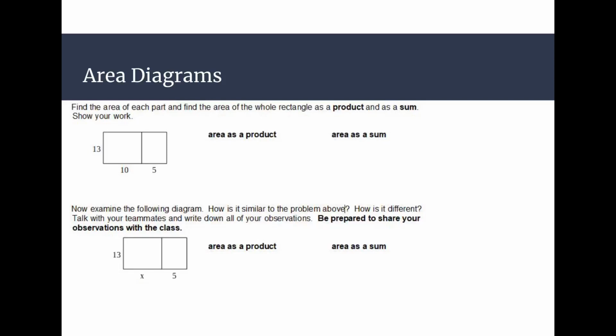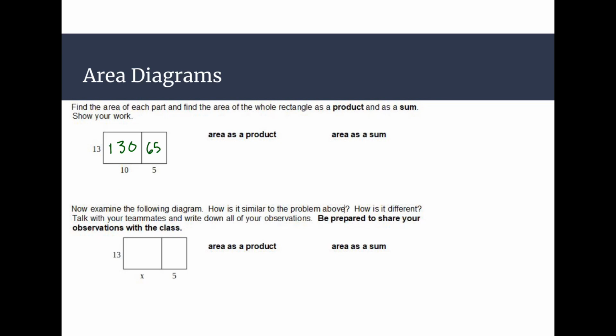Alright, so we got some more area diagrams here. So we want to find the area of each part and find the area of the whole using the area as a product and the area as a sum. Show our work. So if this is what our rectangle looks like, then we know that this is going to be 130. We just do 13 times 10. And this one, 13 times 5, is going to be 65.